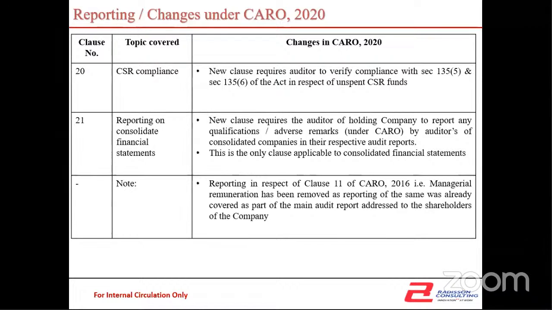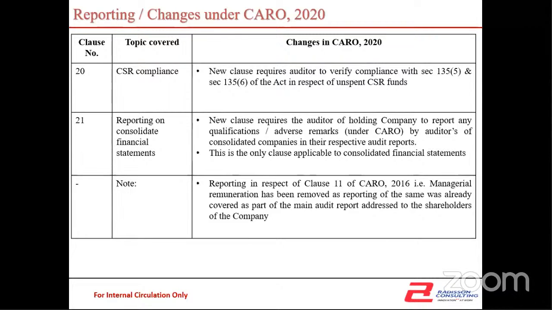This is a new clause which requires the auditor of the holding company to report any qualification or any adverse remarks only under CARO, not under the main audit report, only under CARO by auditors of consolidated companies in their respective audit reports. This is the only clause which is applicable to consolidated financial statements. Clauses number 1 to 20 are applicable to standalone financial statements. Clause number 21 is applicable to consolidated financial statements.